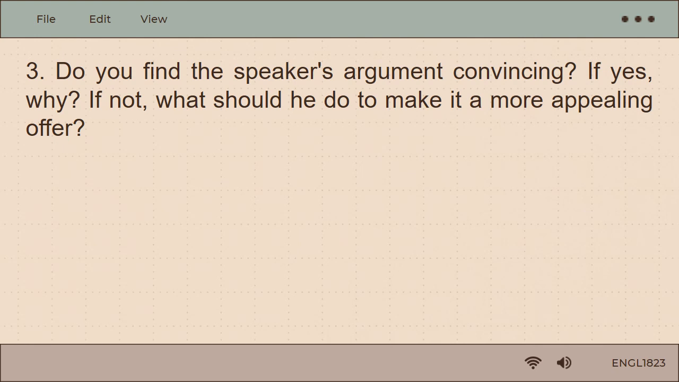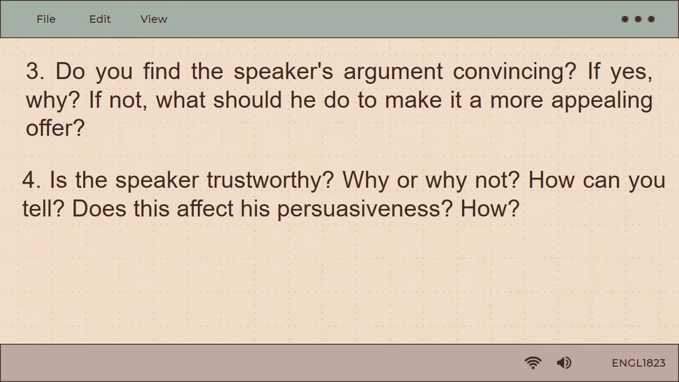Number three, do you find the speaker's argument convincing? If yes, why? If not, what should he do to make it a more appealing offer? Number four, is the speaker trustworthy? Why or why not? How can you tell? Does this affect his persuasiveness? How?